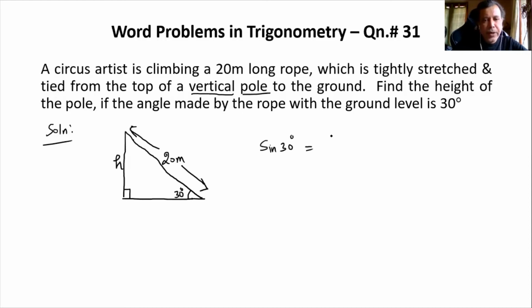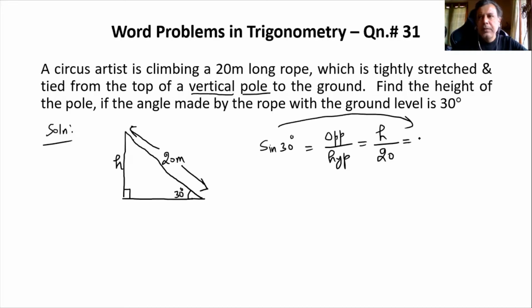Sine 30 degrees, we know it is opposite by hypotenuse. So what is opposite here? It is the height of the pole. And what is hypotenuse? It is 20 meters. What is sine 30 degrees? From the table, the previously whatever table we made, we can easily identify what is sine 30 degrees. It will be 1 by 2.